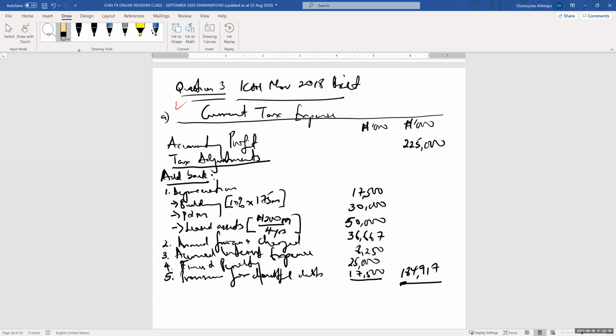Now, what are the things to be deducted? First, remember we talked about non-taxable income, which is the interest income. It's not taxable because it has not yet been collected in cash. It's only accrued. And we are told that the interest income will only be taxed on a cash basis. And since it's receivable, it has not been received. How much is that? That's 2,500.